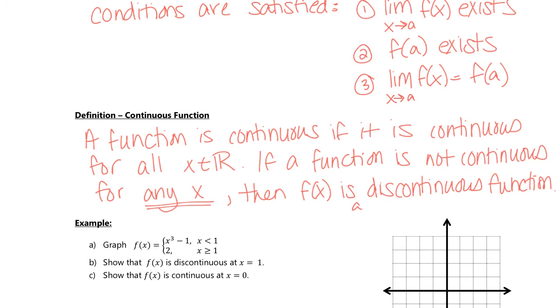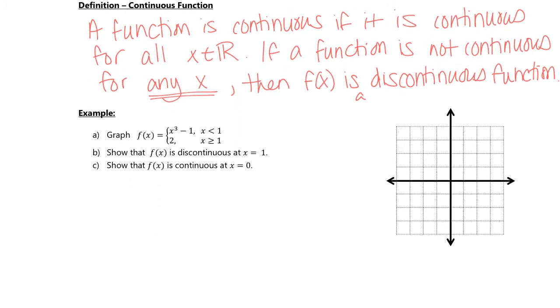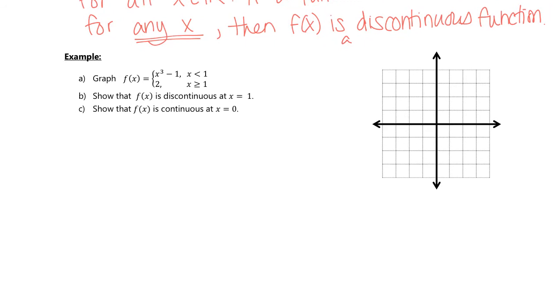Okay, so we're going to take a look at our last example here. We have a piecewise function. We're going to start by graphing this function. We have a cubic function shifted down 1, and then we have f at x equals 2 for all values of x greater than or equal to 1. My cubic function shifted down 1, I know, will look something like this on the left, and then it'll go up to the right. When x is equal to 1, we will have a hole.